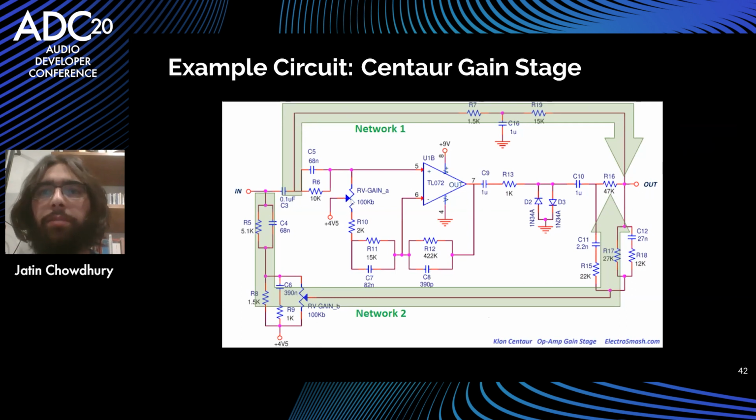You've also got these two potentiometers here. These potentiometers are both wired to the gain knob on the faceplate. So they call that ganked potentiometers, where you have one knob controlling two potentiometers.